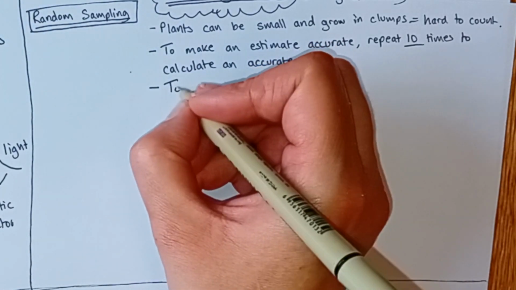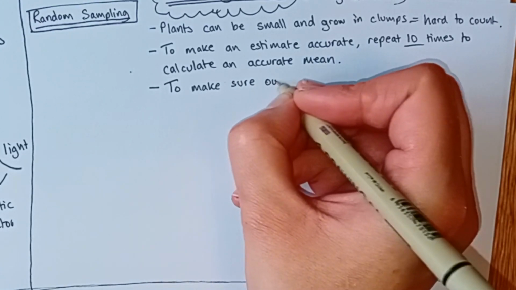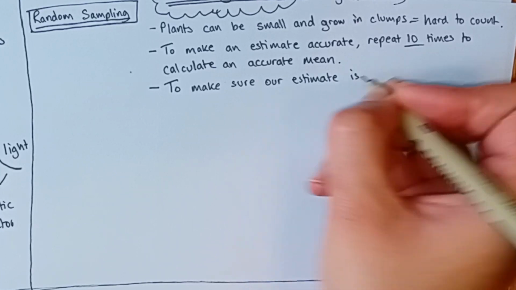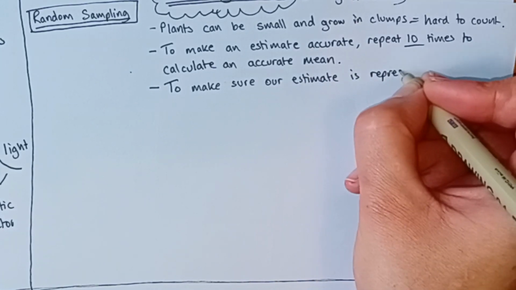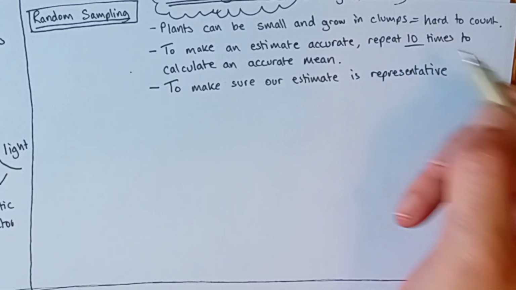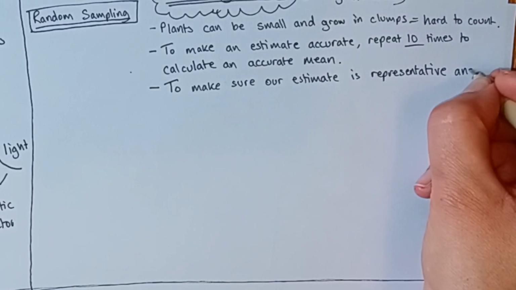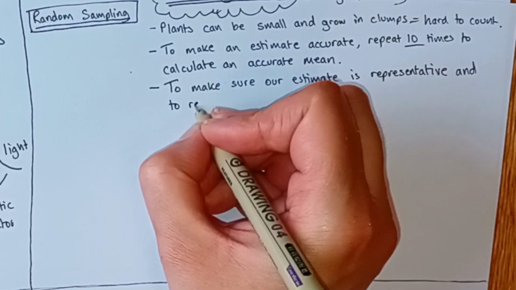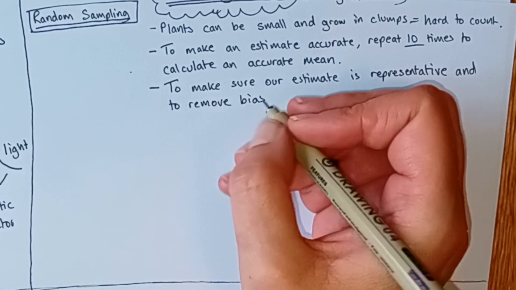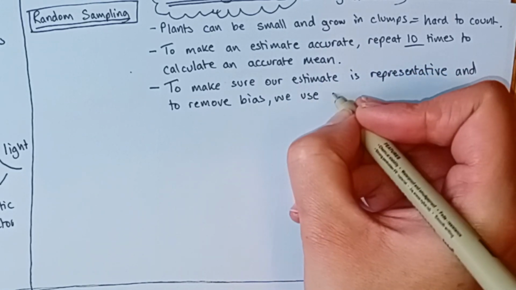So to make sure our estimate is representative, so isn't just in the clumps or just in the place where there's no clumps, it's everywhere. And to remove bias, we use random sampling.